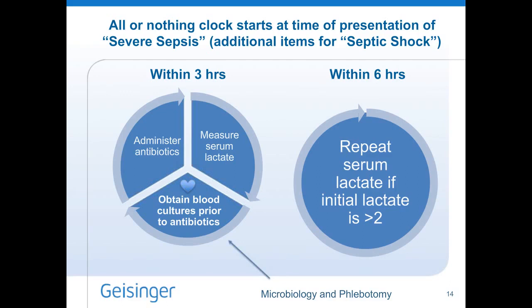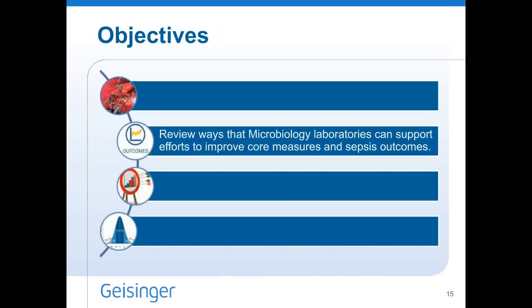Now, this might not seem like that hard to do, but there's a lot of other measures in this. I'm just giving you some examples. There are a few more items as well for the initial 3 hours and 6 hour bundles for septic shock, but you get the picture. We need to focus on the blood cultures and our collaboration with phlebotomy and our antimicrobial stewardship teams. So that leads to reviewing ways that we can support efforts to improve these core measures and ultimately sepsis outcomes.